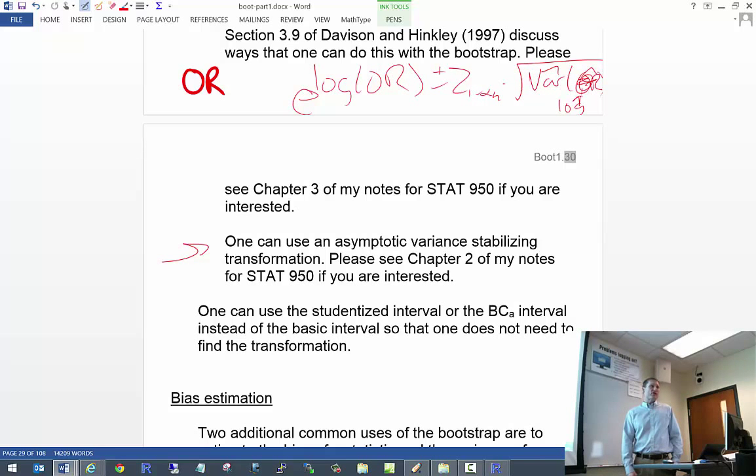Now, the reason why I chose to skip that material is because there are bootstrap confidence interval procedures out there that are better than the basic interval and don't require you to do this kind of a transformation. The studentized and the BCa. In particular, the BCa is kind of cool where you actually make the assumption that one of these transformations exists, but you never have to specify it, and it all works out. You'll see as we go along.